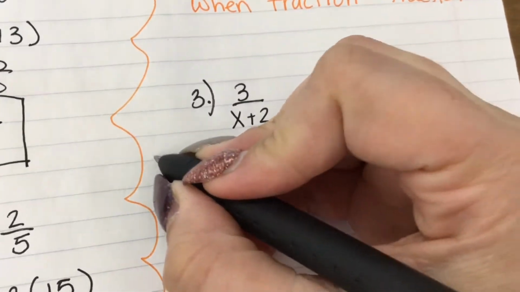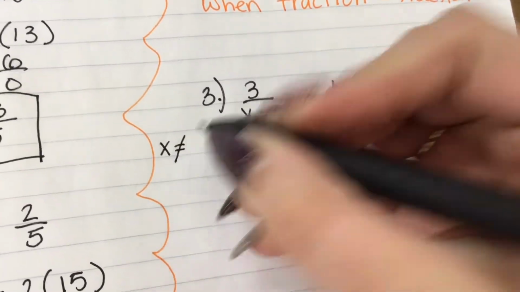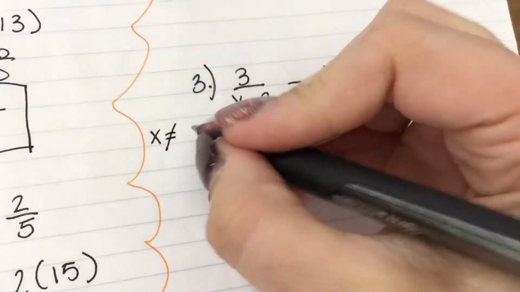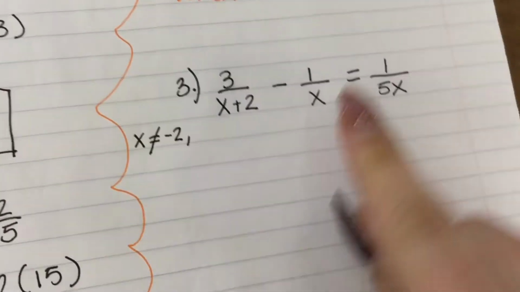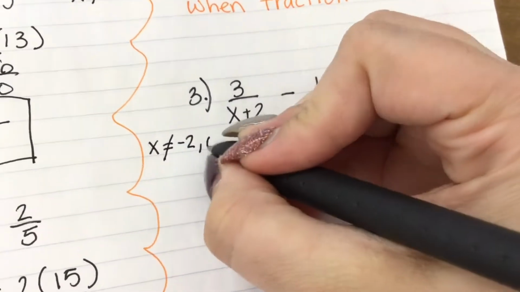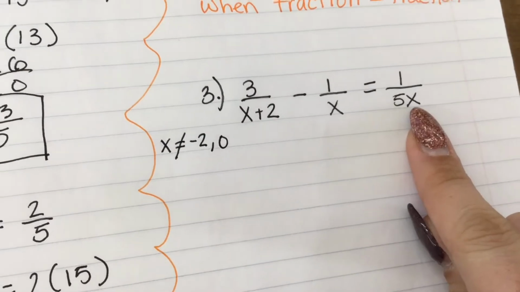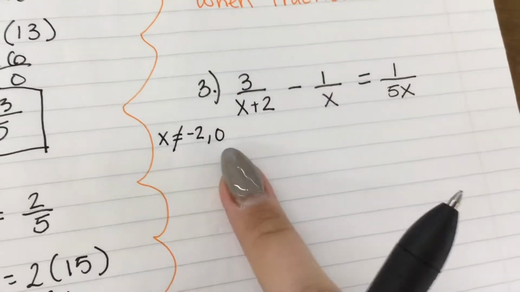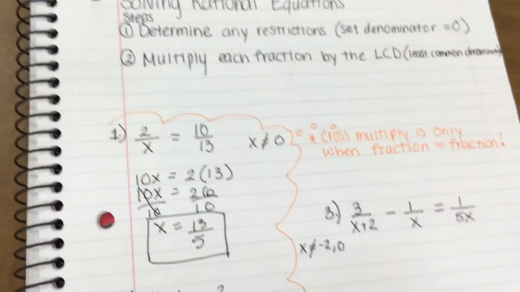So I look at the denominator x plus 2. If I set x plus 2 equal to 0, I would subtract 2 from both sides, and I would get negative 2. When I look at this, x is not allowed to be 0, and when I look at 5x, that would give us the same restriction, x cannot be 0.